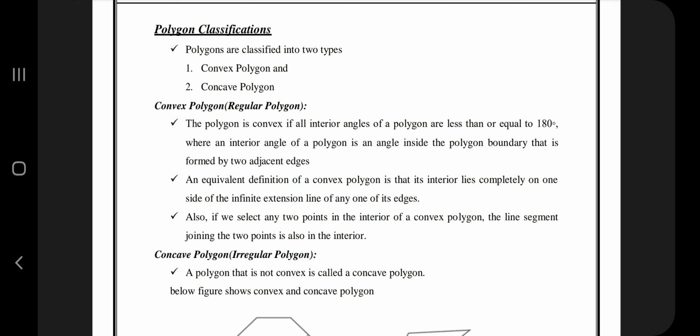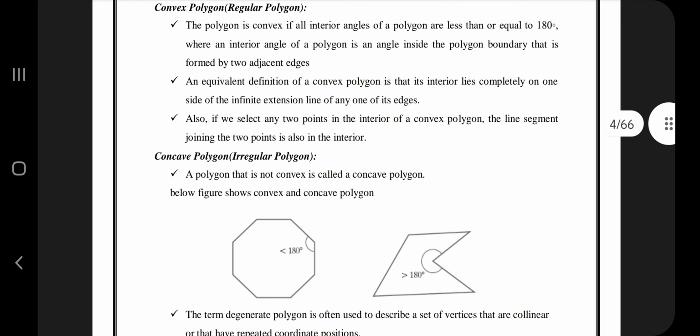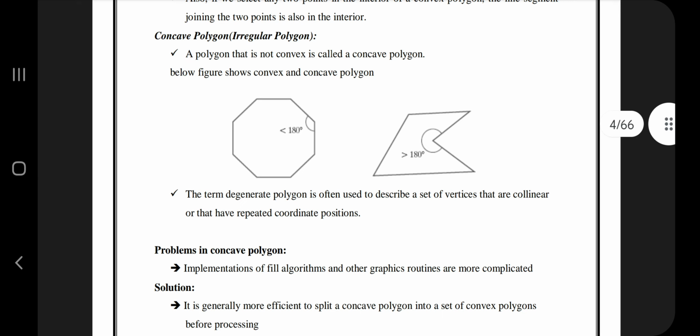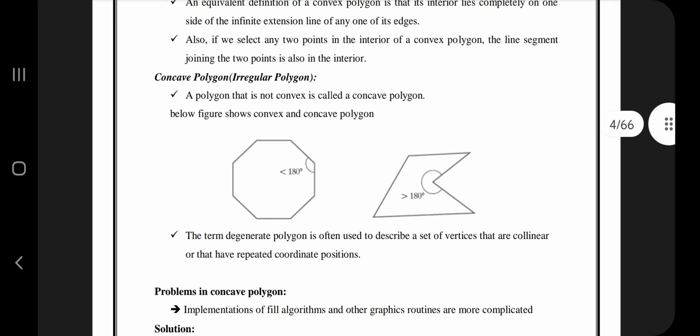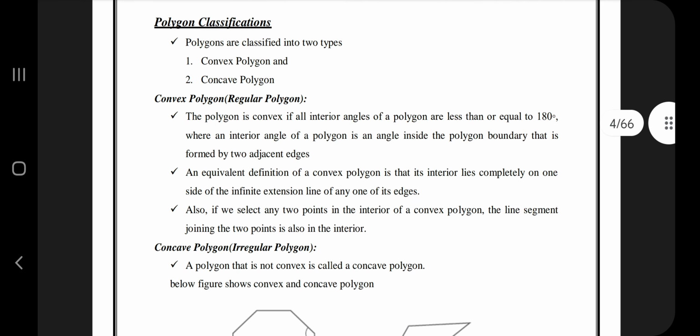Next we have the polygon classification. This is divided into two parts, concave and convex polygon. The difference is that in a concave polygon one of the interior angles will be greater than 180, and in a convex polygon each angle will be less than 180. In this polygon we try to divide it and find out which is the interior area and the exterior area. So those are the three questions, and these are the two classifications of the polygon.